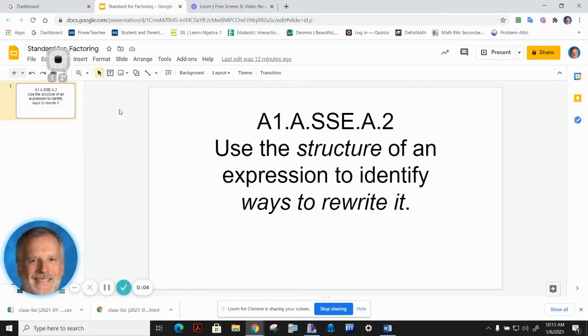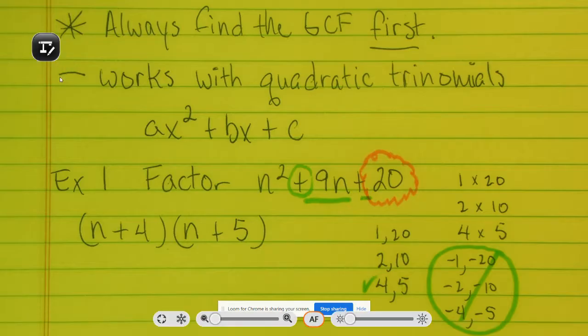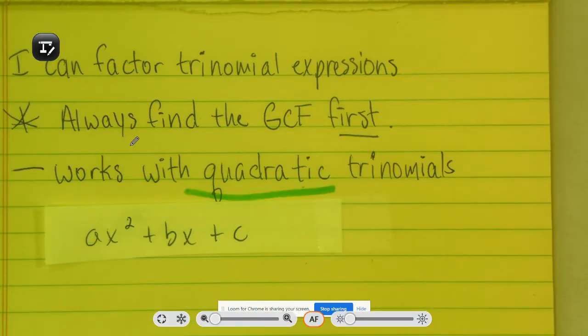We've been looking at ways to factor polynomials, and in fact, our standard is just to use the structure of that polynomial and identify a way to rewrite it. That's what factoring is. We're just rewriting polynomial expressions. Well, today we're going to look at a specific sort of factorization, and when we finish the lesson, we'll be able to factor a trinomial expression.